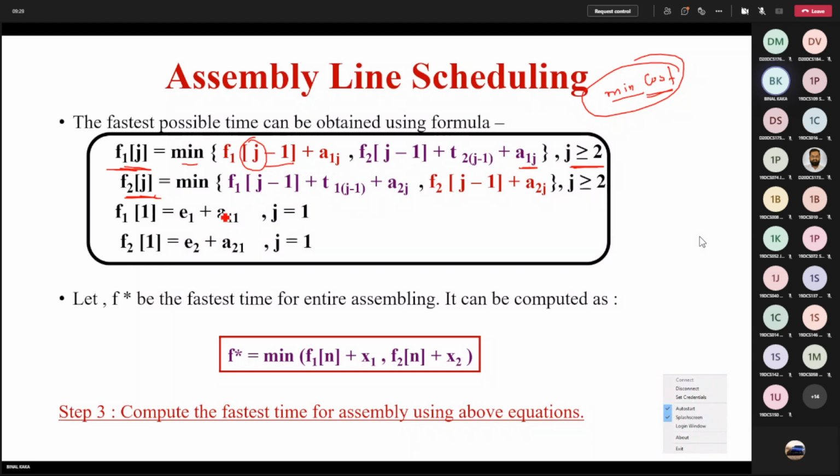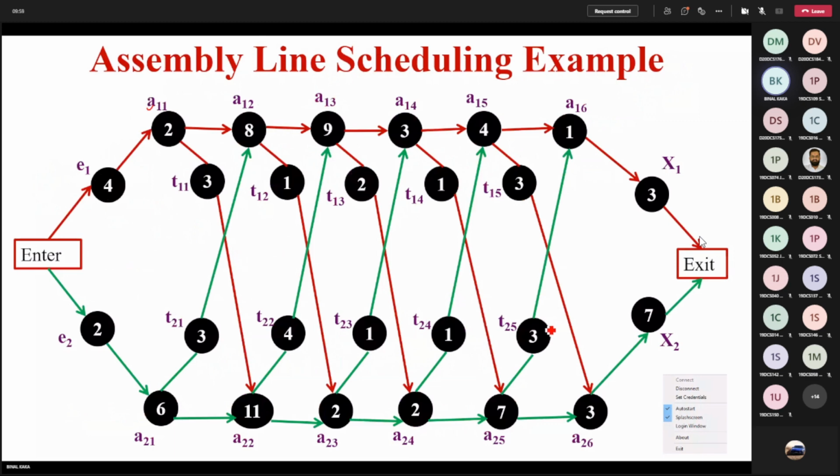Same for this. If j is greater than or equal to 2, then you have to use both of these formulas. If j is 1, then you have to do e1 plus a1,1 and use this. After the fastest assembling time, you compute the last f star as the minimum of the two and you get the answer. So step 3 is to compute the fastest time for the assembly line using the above equation. Okay, so this is our example.